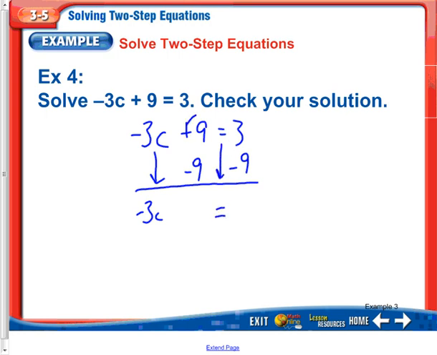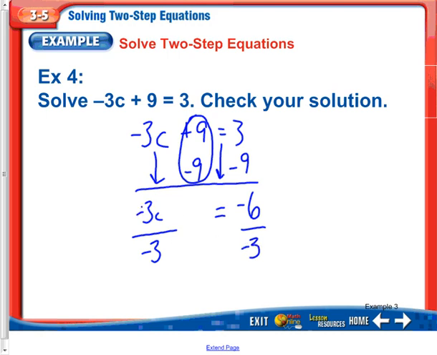A positive 9 and a negative 9 end up being 0. And if I have $3 and I owe $9, that means I still owe $6. Now, my coefficient is negative 3. So I know that I'm going to have to divide by negative 3, because again, I want to get rid of that negative as well as get rid of the 3. So whatever I do to one side, I have to do to the other. Also divide by negative 3.